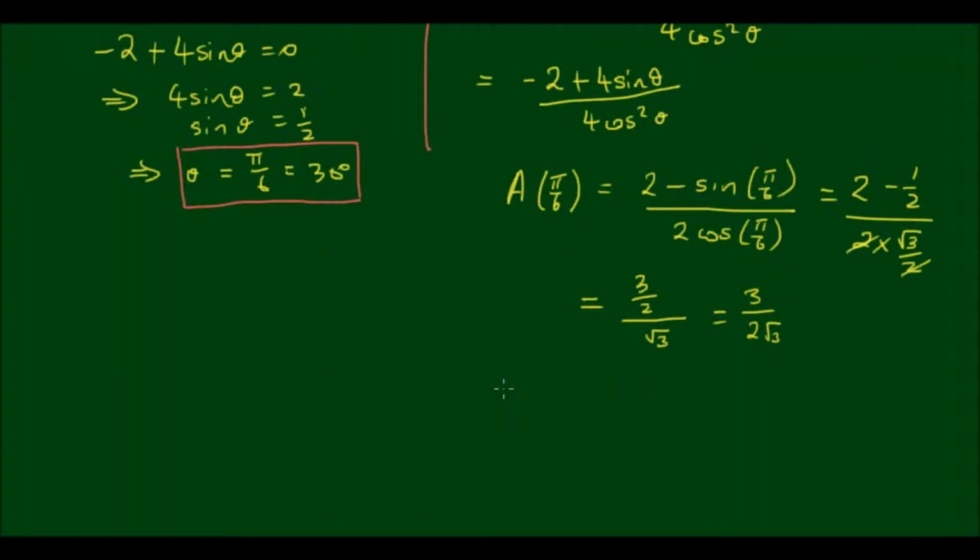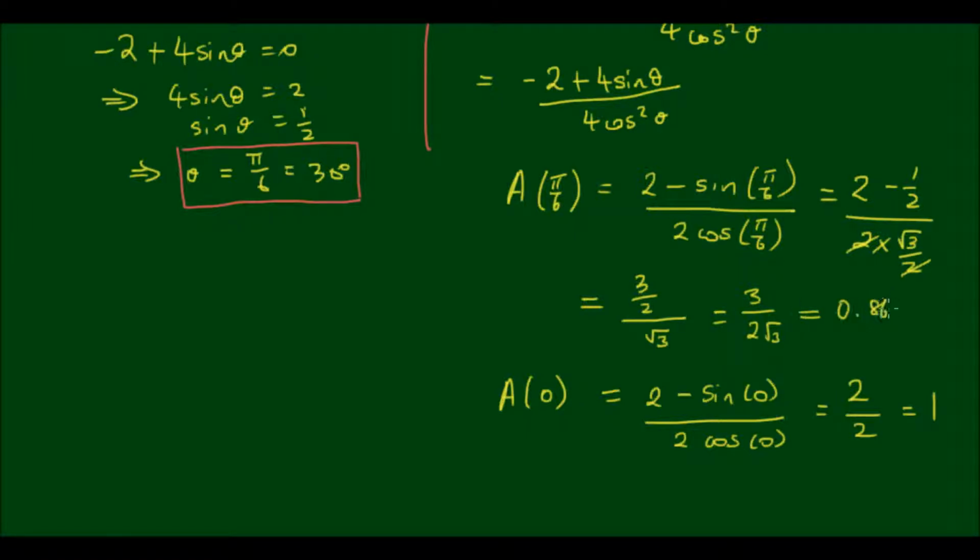Now let's look at the case of theta equals 0, which means we have a square. So 2 minus sine of 0 divided by 2 times cos of 0. That is equal to, so sine of 0 is 0, so that gives 2. And this gives, cos of 0 is 1, so that gives 2. So we end up with an area of 1. So is 1 greater than 3 divided by 2 times root 3? Well, numerically, 0.866. So yes, when theta equals 0, the area is greater than when the angle is at pi on 6.